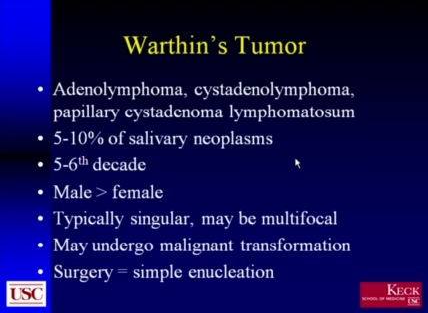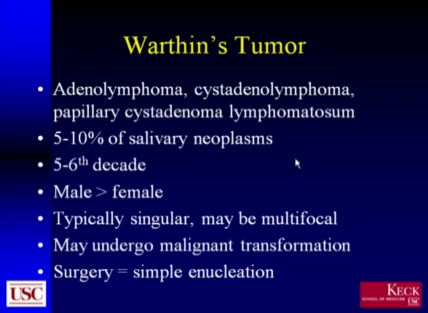Warthin's tumor is the other most common of the benign tumors. This has various cell types involved, and other names such as adenolymphoma have been applied to it. I think most people would stick with Warthin's tumor since it's easier to say. This actually comprises about 5 to 10% of overall salivary neoplasms, and the presentation tends to be a bit later in life than pleomorphic adenomas, occurring most typically in the 5th to 6th decade, and this has a male to female predominance rather than female to male, as was seen with pleomorphic adenomas.